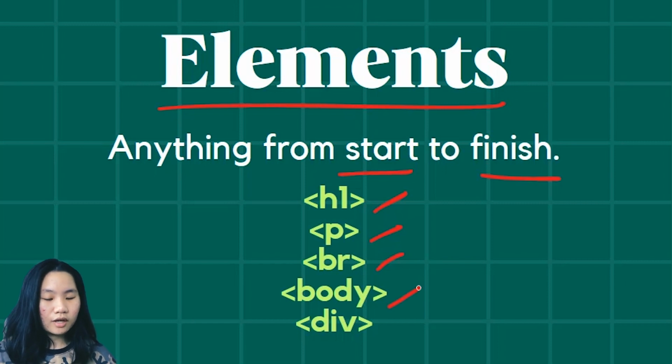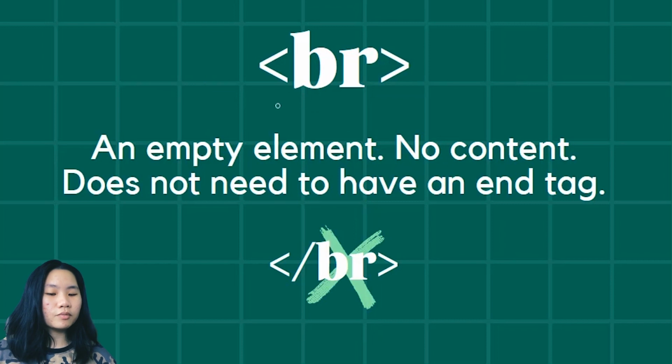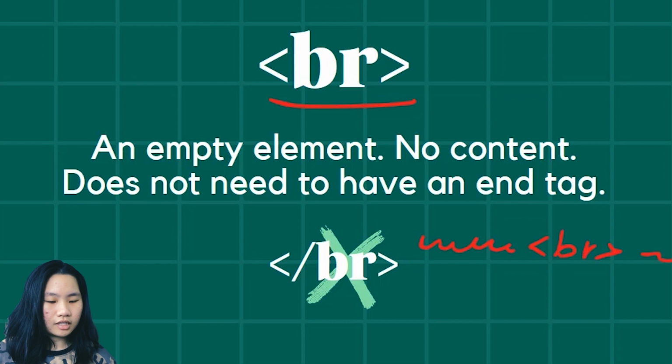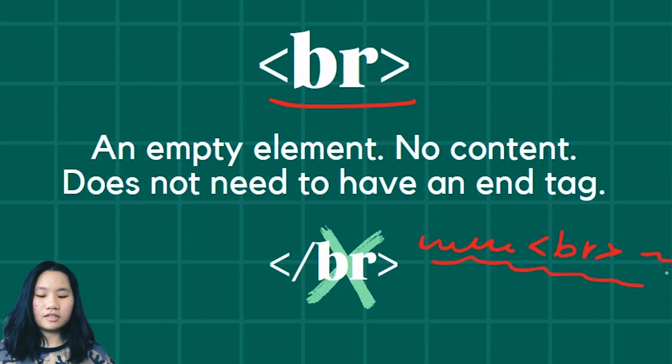Next is body. Body is the tag that displays everything that you want the user to see. And div for division, just sections within a website. As I've mentioned before, we have an empty element or an empty tag, BR. It has no content and it does not need to have an end tag, right? You just need to type some text and then you add BR, right? And then continue with some text as is.